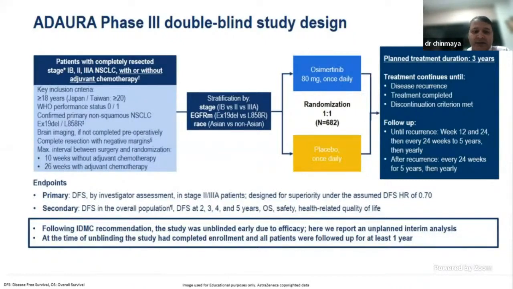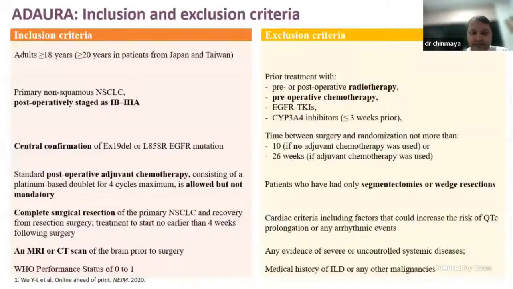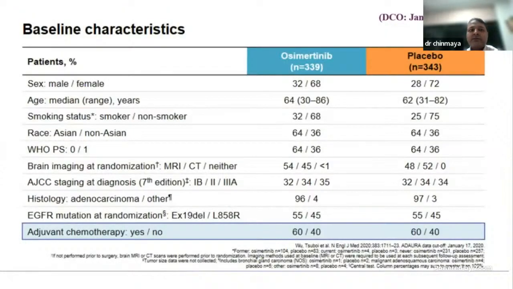The primary endpoint was disease-free survival in stage 2 to 3A, and the secondary endpoint was disease-free survival in the overall population, that means 1B, 2, and 3A, and DFS at 2, 3, 4, and 5 years, overall survival, safety, and health-related quality of life. So if you see the patient characteristics, they are almost equally balanced.